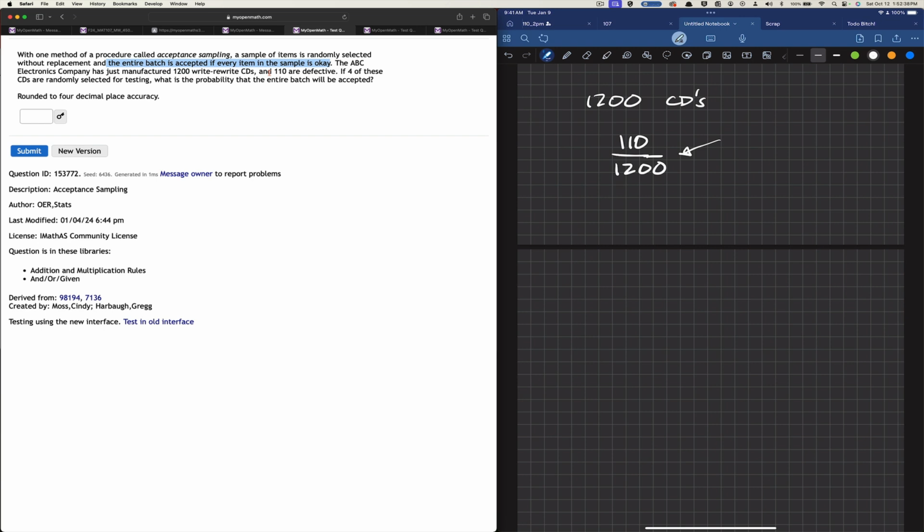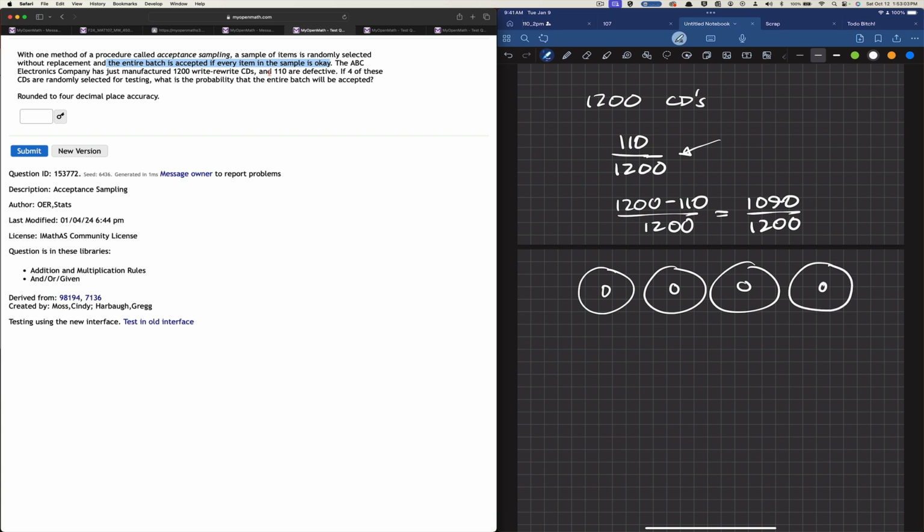We want the other probability. We want the probability of drawing good ones, because all 4 of them have to be good, and they'll accept the whole batch. So we really want 1,200 minus the 110. We want this probability, which is 1090. Okay, and then we have to draw 4 of them. So we have to draw 4 CDs.